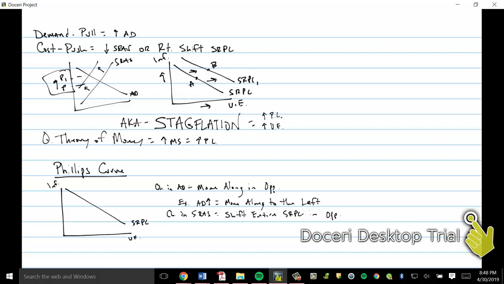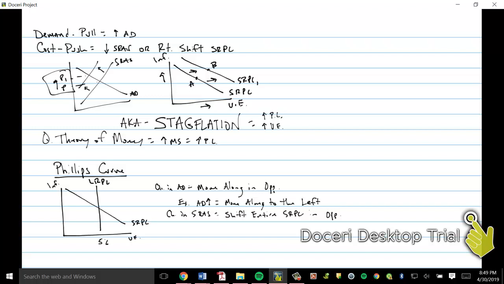The long run Phillips curve, LRPC, is a vertical line. What that represents is the inflation rate in the economy in the long run. It can be whatever it wants, but in the long run, our unemployment rate will always be at what we call the natural rate of unemployment, which is between 4 to 6%. So our economy will always be within that 4 to 6% unemployment range in the long run, regardless of inflation.